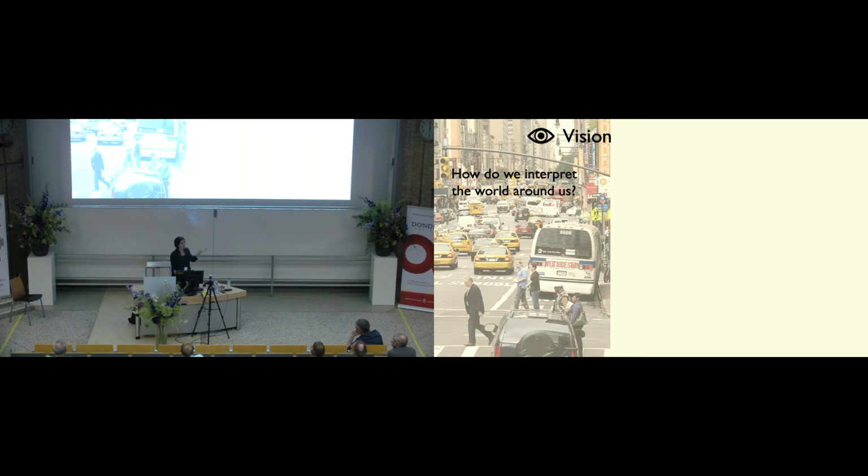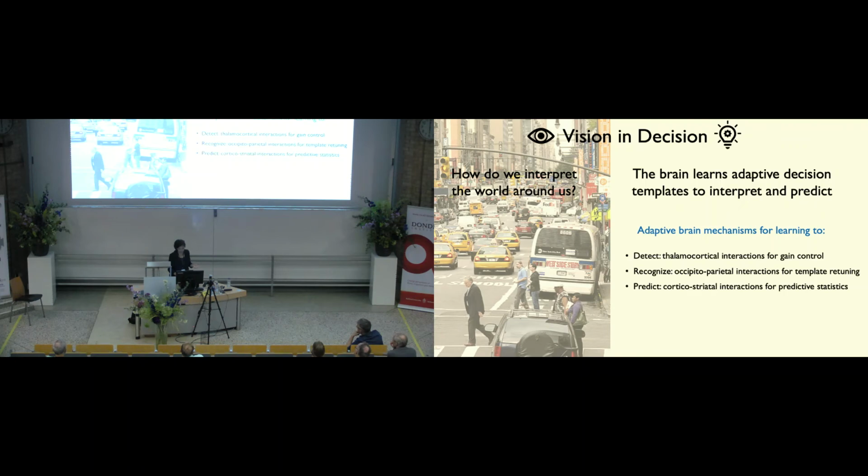I hope today I have shown you how vision is really in decision. It's really an integral and key process of decision making. And I'd like to emphasize again that our work really shows that the brain learns not just simple features across scenes, but learns the behaviorally relevant information that allows us to extract structure from the environment that is key for our ability to interpret and predict.